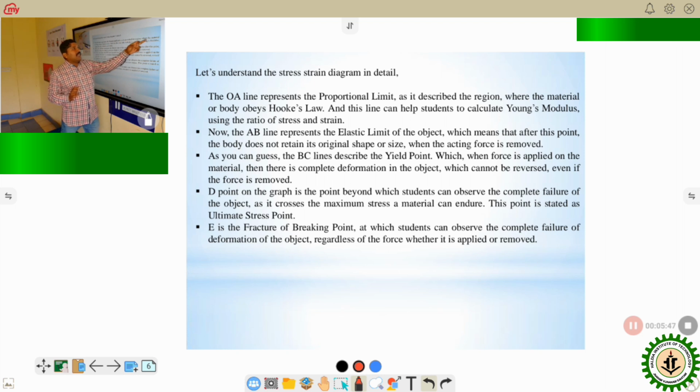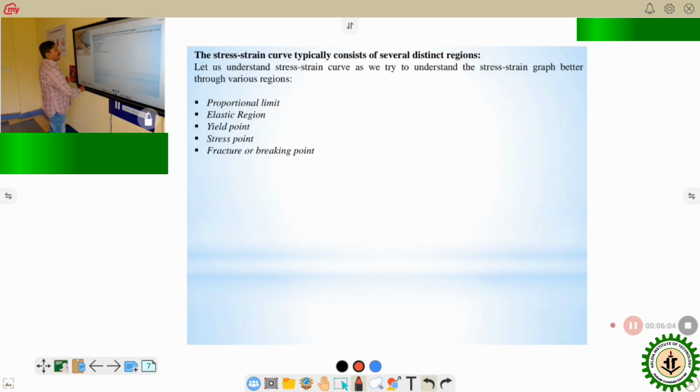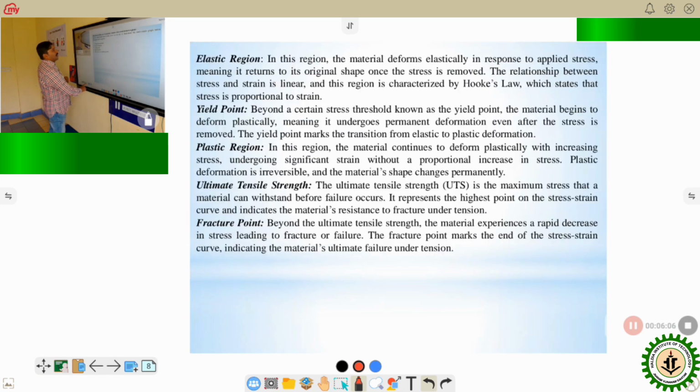Here you see the OA line represents the proportional limit, where the material body obeys Hooke's law. This line helps students calculate the Young modulus. All of you know Hooke's law and Young modulus. You can check from this region why we say it is an elastic region. The material deforms in response to applied stress, and it returns to its original shape once the stress is removed.